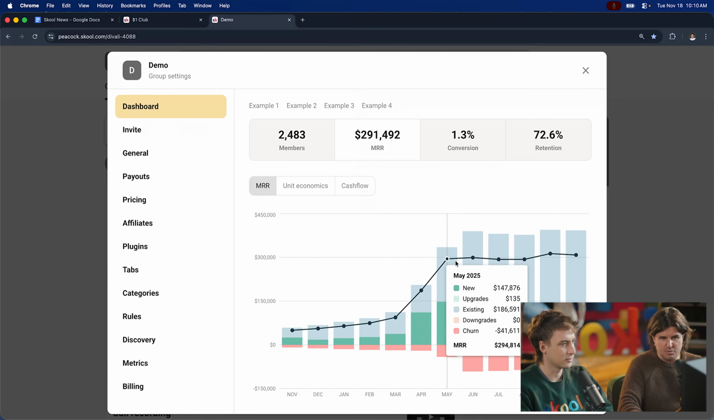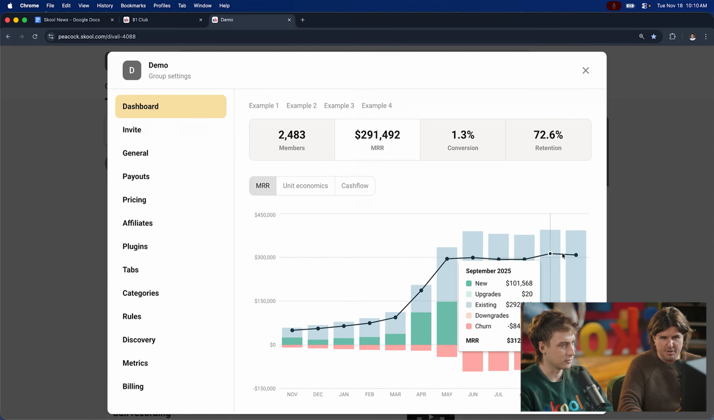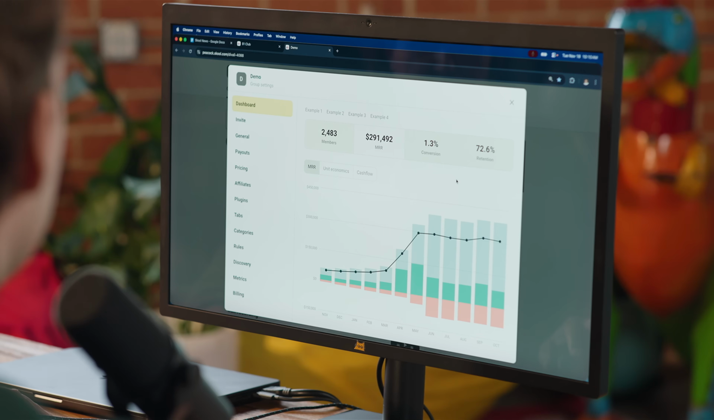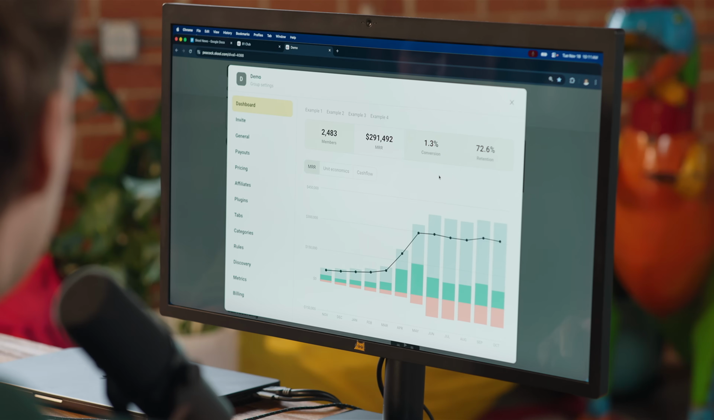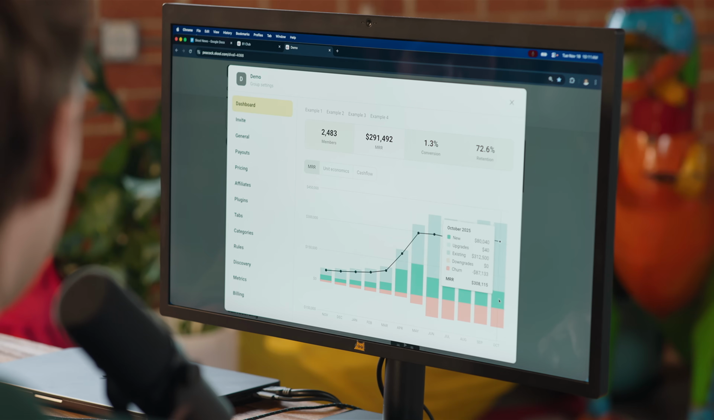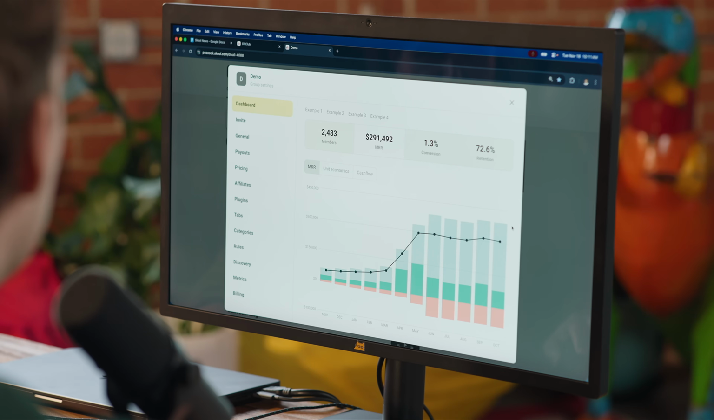So here a group was growing, but now it's kind of around the same, right? In MRR. This is quite common. For a lot of people, they're growing and then they kind of get stuck around the same. You can see when it was growing, it's always adding more than it's churning, right? So green is more than red. But then you can see that the two start to basically match, right?